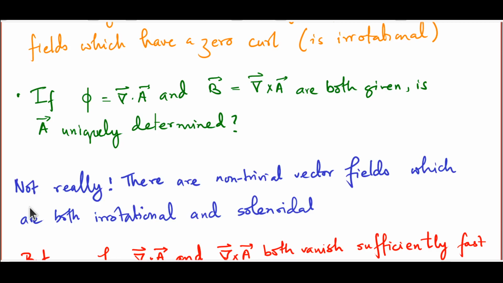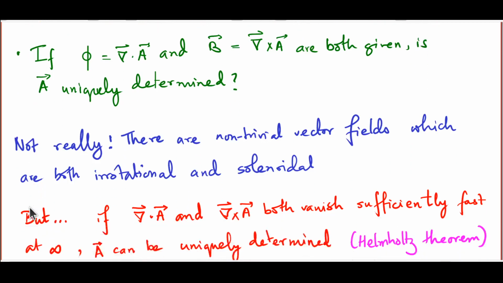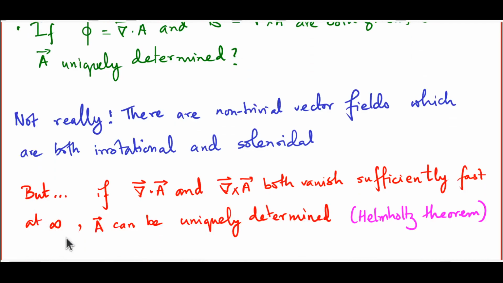But there is a very important theorem which actually gives us a positive result in this direction. If the divergence and curl are specified, and these specified fields vanish sufficiently fast at infinity, and this field vanishes at infinity, then A, the vector field, whose divergence and curl have been given, can be uniquely determined. So this is a situation where divergence and curl of a vector field is sufficient to tell you what that vector field is. Now this happens to be the result of a very, very important theorem named after Helmholtz.